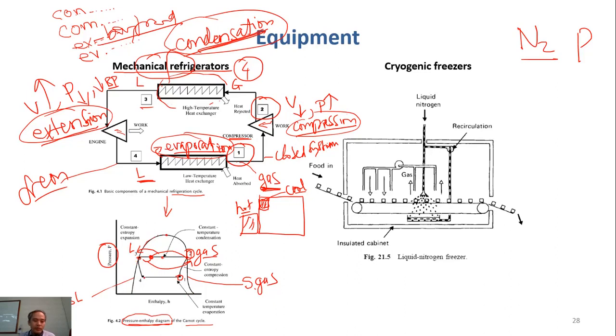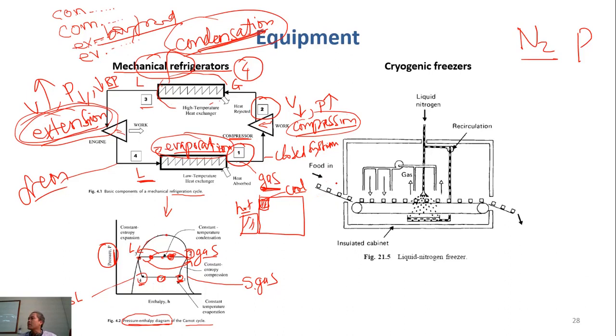And from 3 to 4, you reduce the pressure, meaning you go through expansion. When you reduce the pressure, your cryogen will start to boil. So it goes from more liquid into more gas. And this one is called condensation. We already said this one is evaporation.